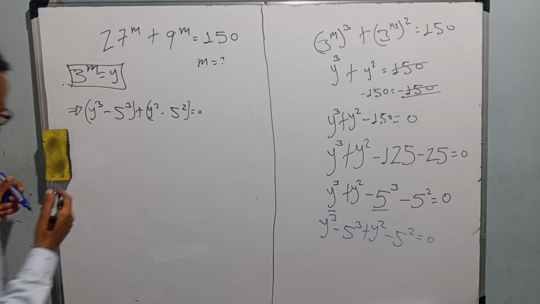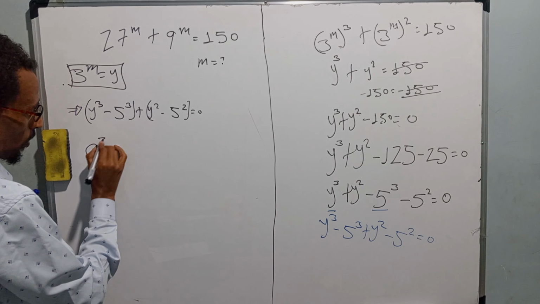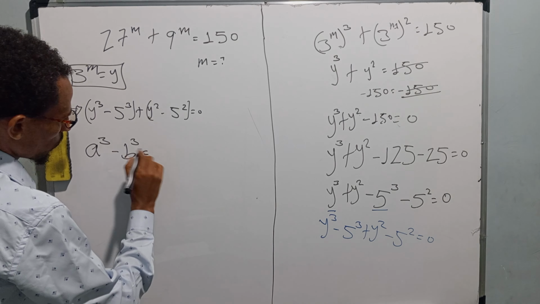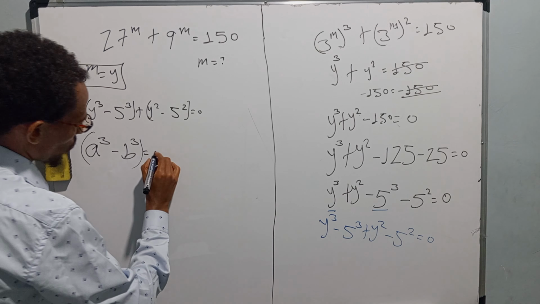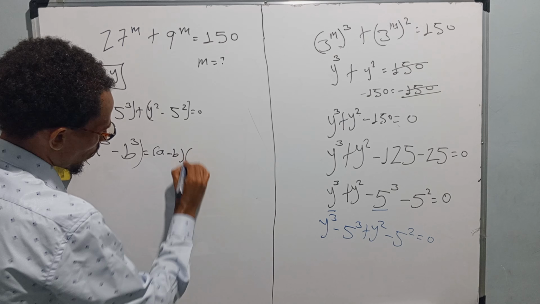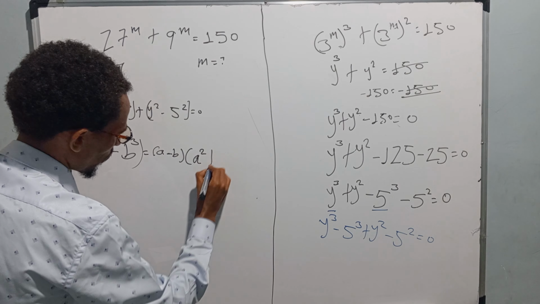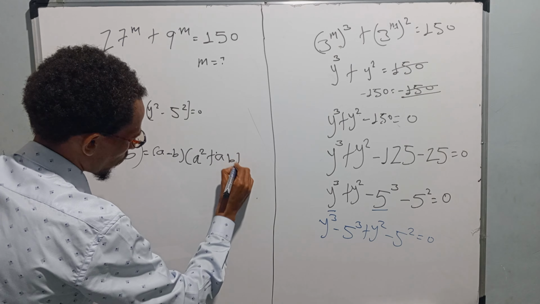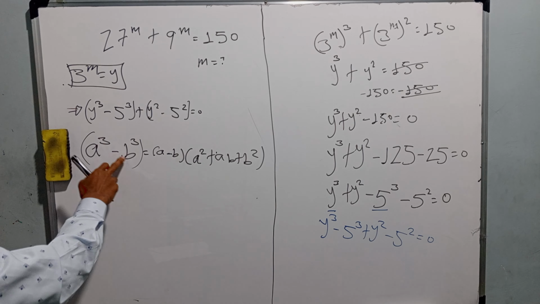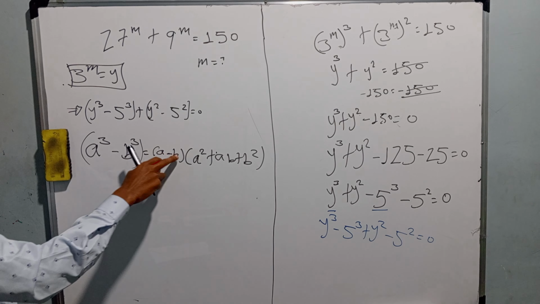We always remember that a to the power of 3 minus b to the power of 3 is always expressed as a minus b times the bracket a squared plus ab plus b squared. a cubed minus b cubed is always expressed as a minus b.